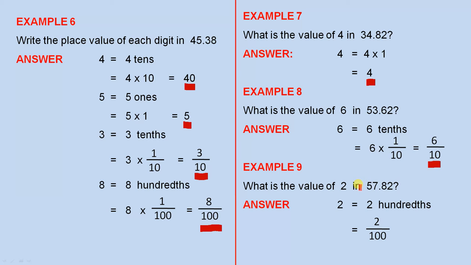And what's the value of the 2? It's 2 places to the right of the decimal point, so it's in the hundredths column. So the value of it is actually 2 over 100. 2 hundredths is 2 over 100.